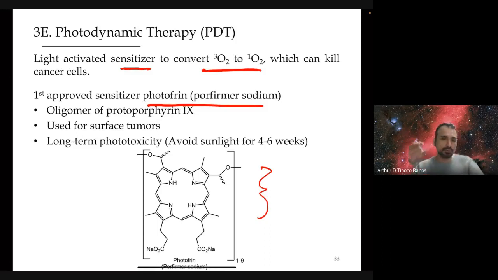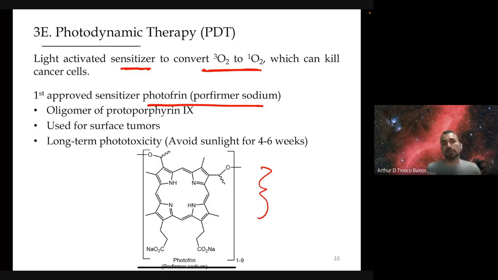So that protoporphyrin IX is something that we see as part of the heme group. You can see it in hemoglobin and other heme-containing proteins. This particular sensitizer was used for surface tumors. The thing is that it has long-term phototoxicity. So this is what I was mentioning before.